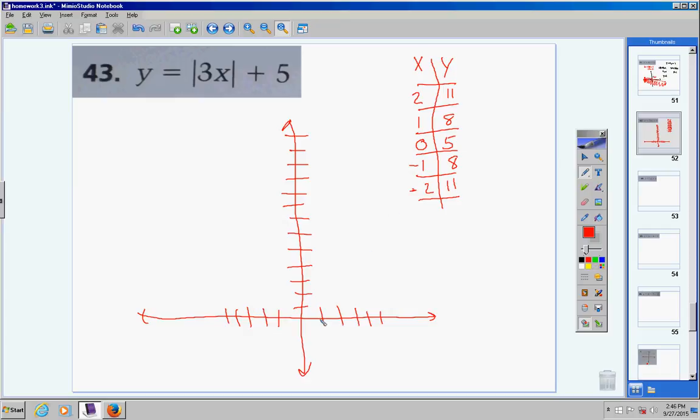Okay, your vertex is 0, 5 right here. 0, 5. Now one ordered pair is 2, 11, so over 2 and way up to here. And then your other ordered pair is 1, 8, so over 1, and then up 8. Then negative 1, 8, and then negative 2, 11. And there's your V right there. There we go. Okay, so really not too bad, students. Find the vertex first, then write your table of values, and then sketch the graph.